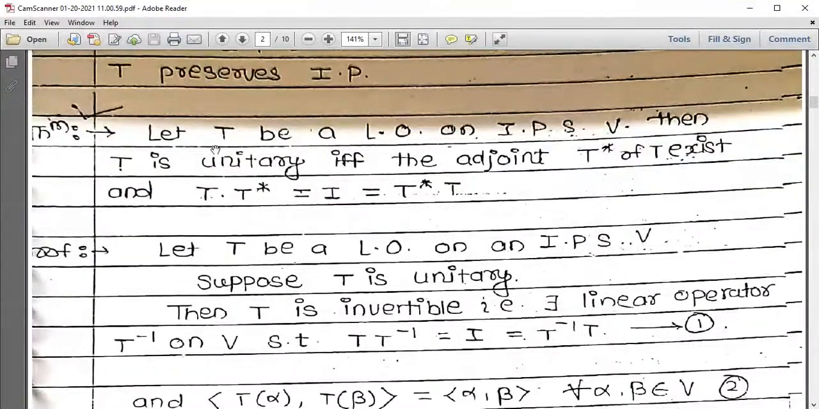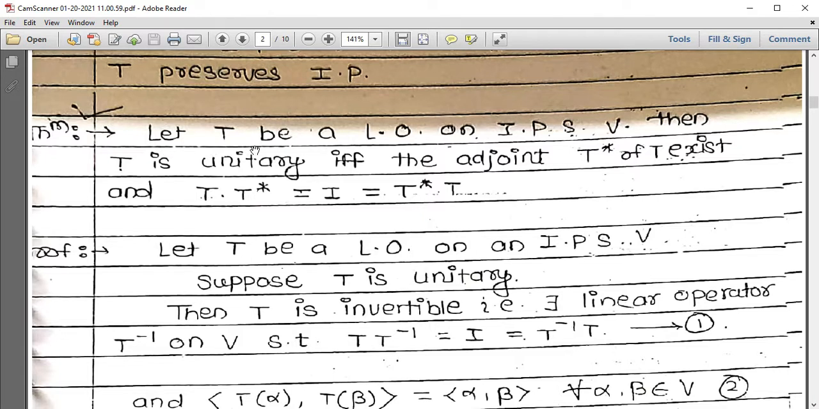Let T be a linear operator on an inner product space V. Then T is unitary if and only if the adjoint T star of T exists and T into T star is equal to I, which is equal to T star into T. Look at the theorem once again. What is the statement given to us?